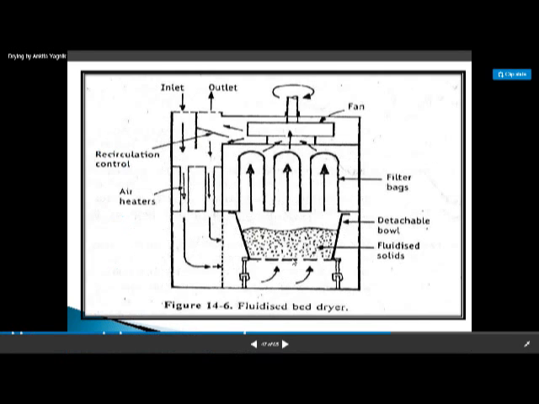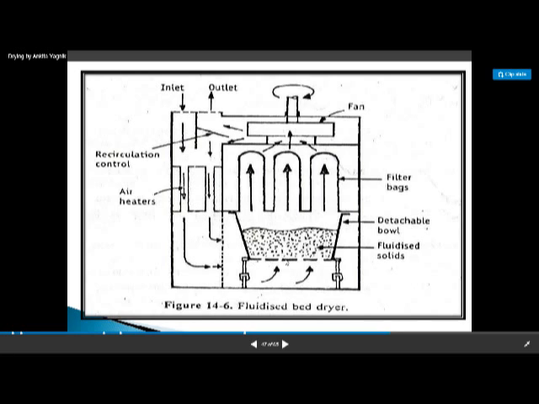Now you can see here the construction. It consists of a big chamber. Here is an inlet for the air, and this air is going to be pre-filtered. Here the heaters are attached. These heaters are going to heat this air. The air which is coming from the inlet is going to be heated by this heater, and here it is going to move in this section.